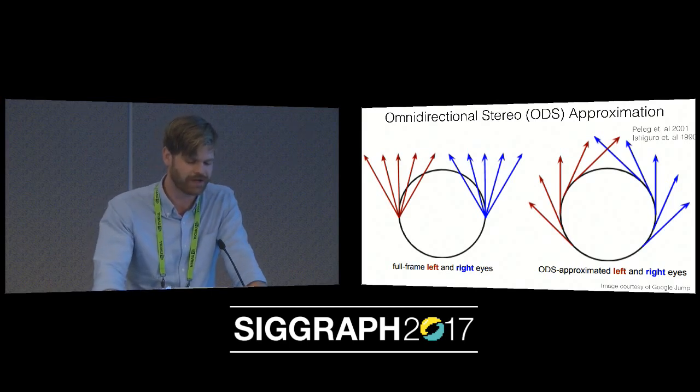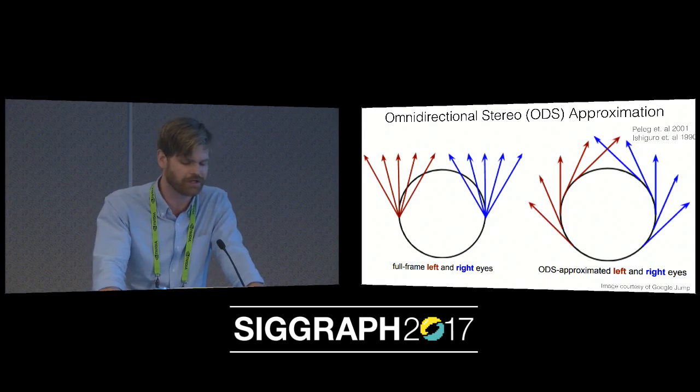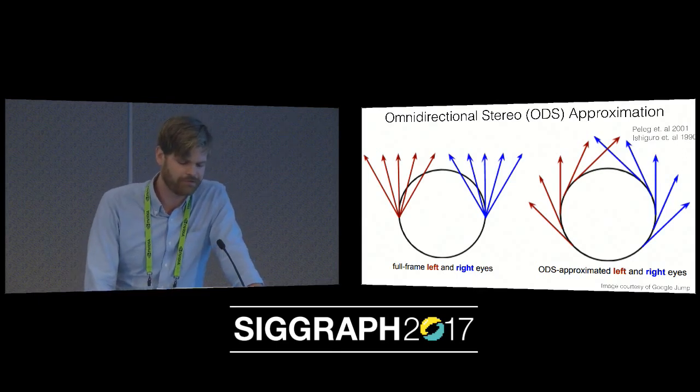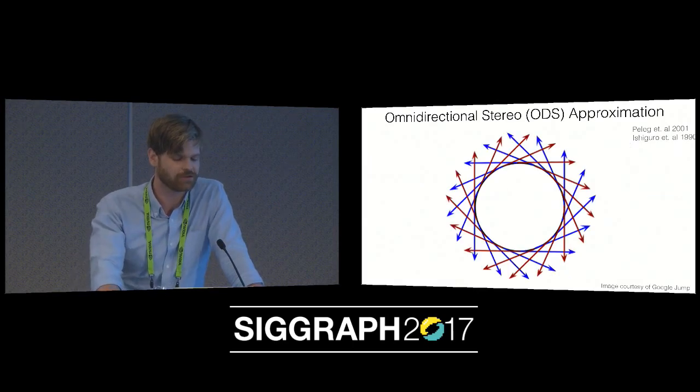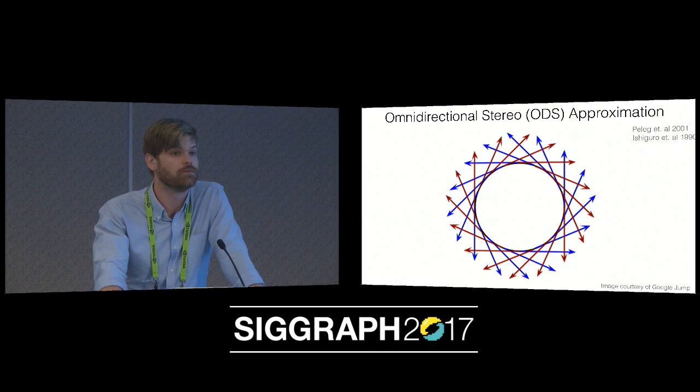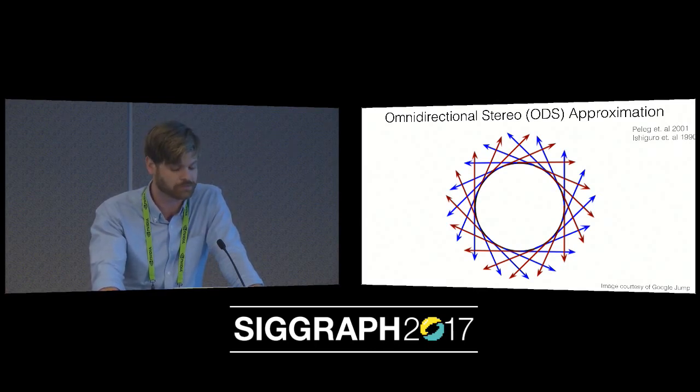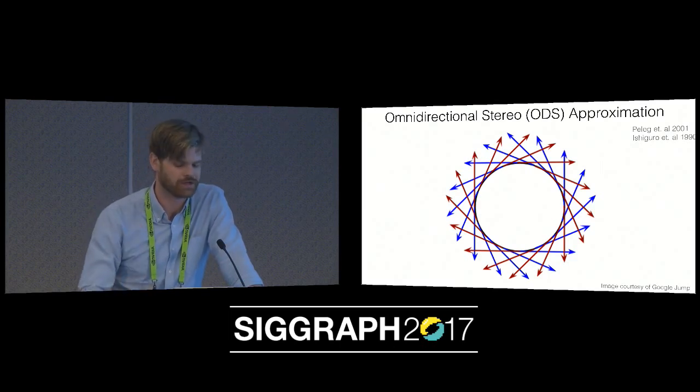This omnidirectional stereo format was introduced by Ishiguro et al. in 1990, and then later by Peleg et al. in 2001. So for the omnidirectional stereo approximation, we have two cylindrical panoramas that we're capturing, one for the left eye and one for the right eye. The one for the left eye is indicated by the arrows in red and captures the rays tangential to this viewing circle, and the one for the right eye does the same, indicated by the blue arrows here.